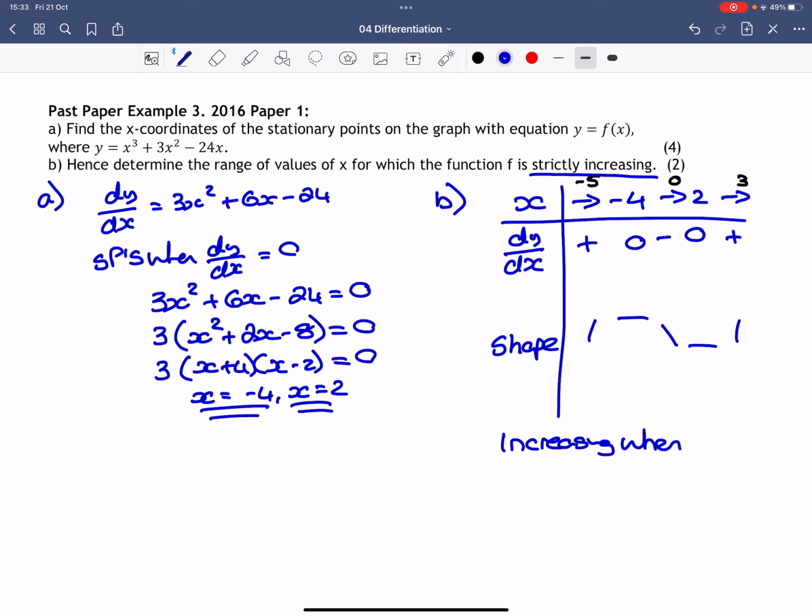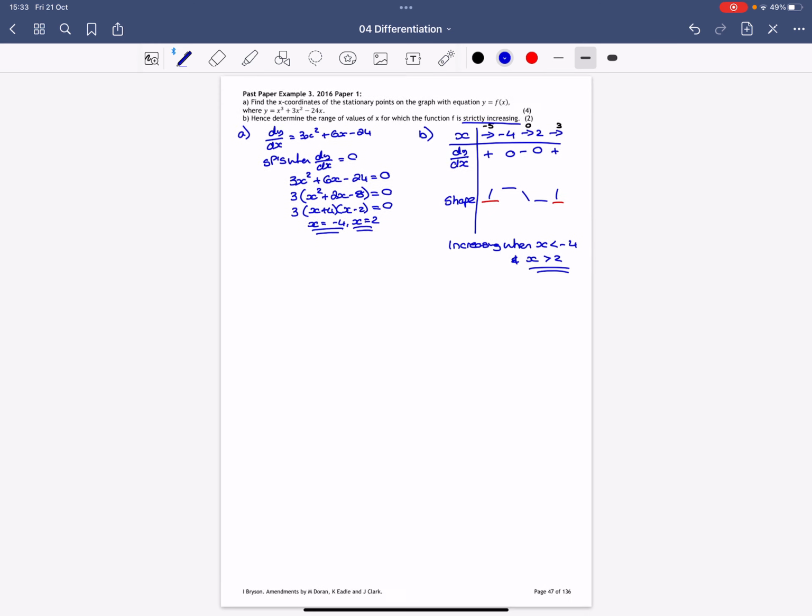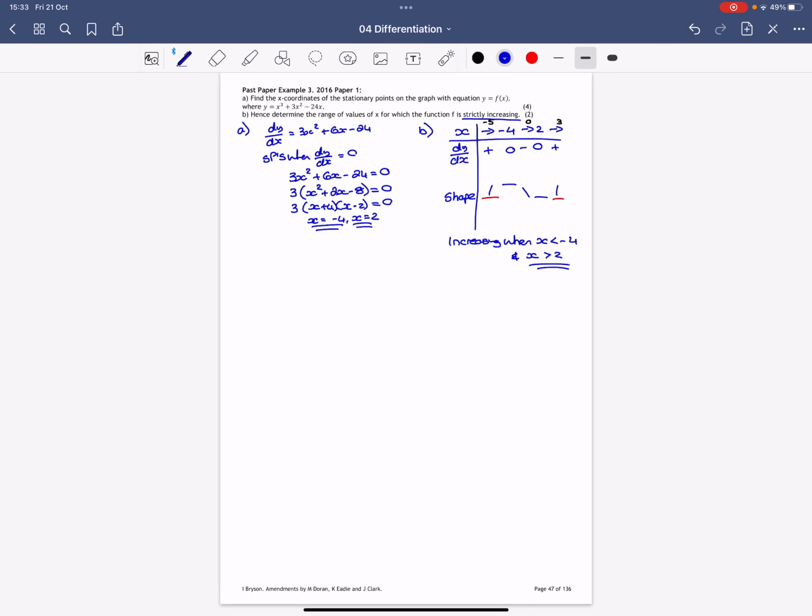It's increasing when, well, before we get to the first stationary point, then after we leave the second stationary point. So it's increasing when x is less than negative 4 and x is bigger than 2. And that is basic differentiation.